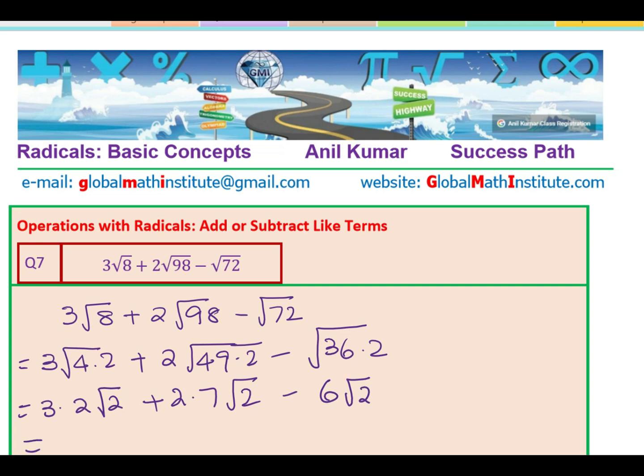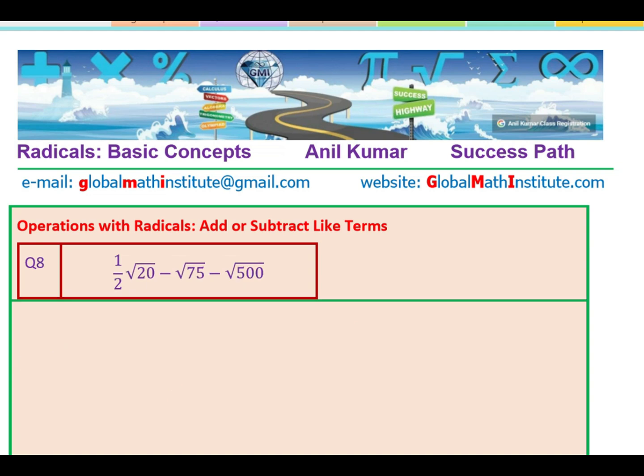Correct? Add and subtract. 3 times 2 is 6, right? 6 square root 2 plus 14 square root 2, that means 20, minus 6 square root 2. Oh my god, so only 14 square root 2 is left. That becomes our answer. Clear, right? Perfect. Let's move on and take up the next question.